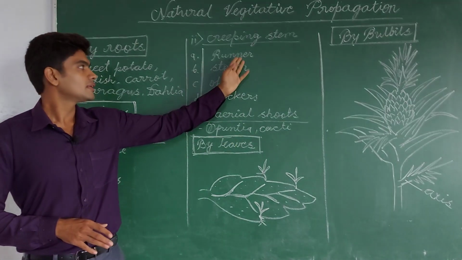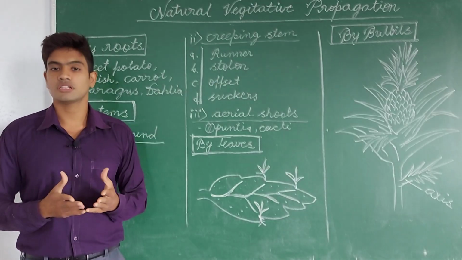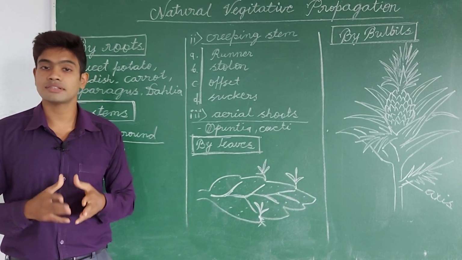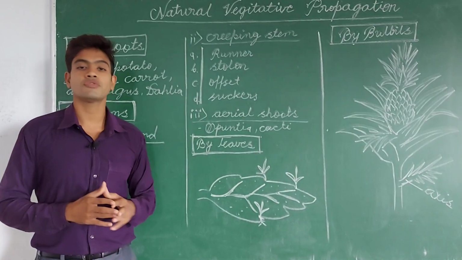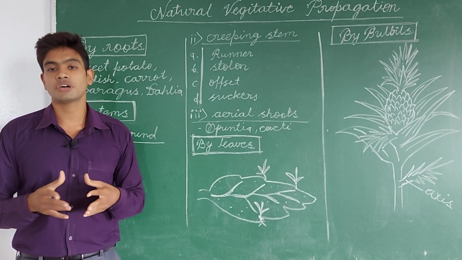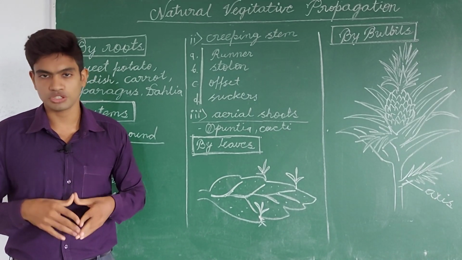Now, the runners are found in grass, the stolon is found in strawberry, the offset is found in water hyacinth, and the suckers are found in mint. Mints are a kind of plant which is found almost in every kitchen garden of households.